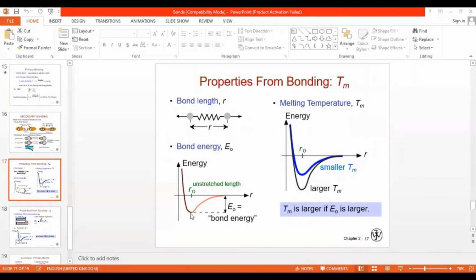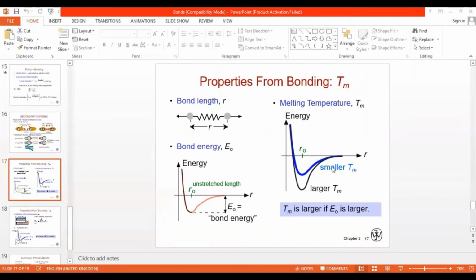So E naught is the bond energy, which is the minimum energy needed to form a bond, right? This one I have already explained. There would be two forces, one attractive and one repulsive force. When you combine these two forces, you will have a resultant force. So that is this resultant force curve, right? This spot is the bond energy spot where this E naught is minimum, right? And then I have melting temperature Tm, right? Tm is the melting temperature.